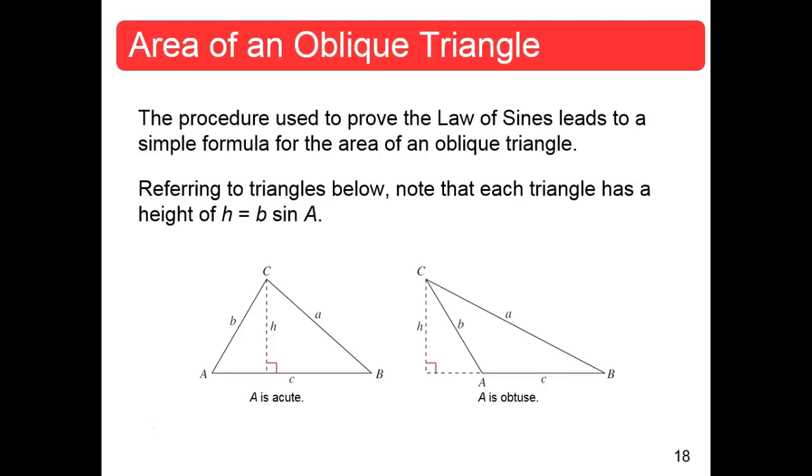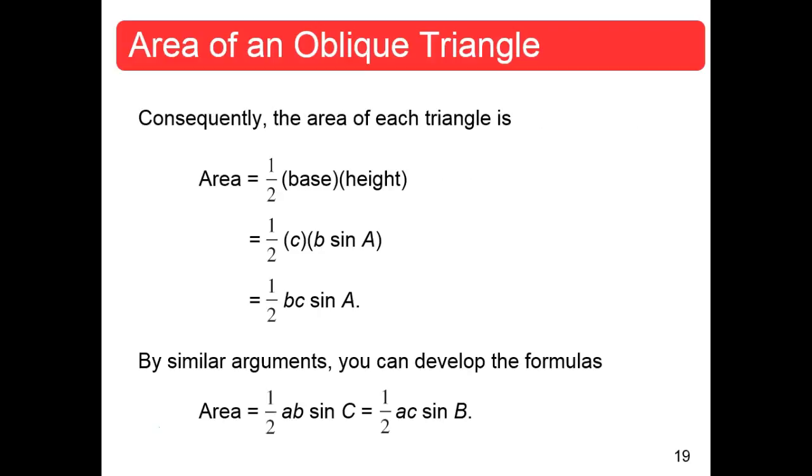That also works for an obtuse triangle. The sine of this angle is the same as the sine of that angle, right? Because this is the reference angle for this angle in this quadrant, okay? And sine is positive in both first and second quadrants, so it works either way. And the height here is b times the sine of A. Okay, so with that in mind, we know that the area is 1/2 base times the height. That's 1/2 the base, which would be what we call side c, times the height, which is b sine A.